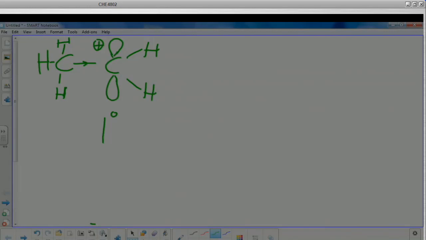Inductive effect is this way: I induce you, it's inductive. It operates through the sigma bond, and it involves electronegativity difference. For example, this is inductive effect. This carbon is electron rich, that one is electron poor. So the electron poor one induces the electron rich one to donate.